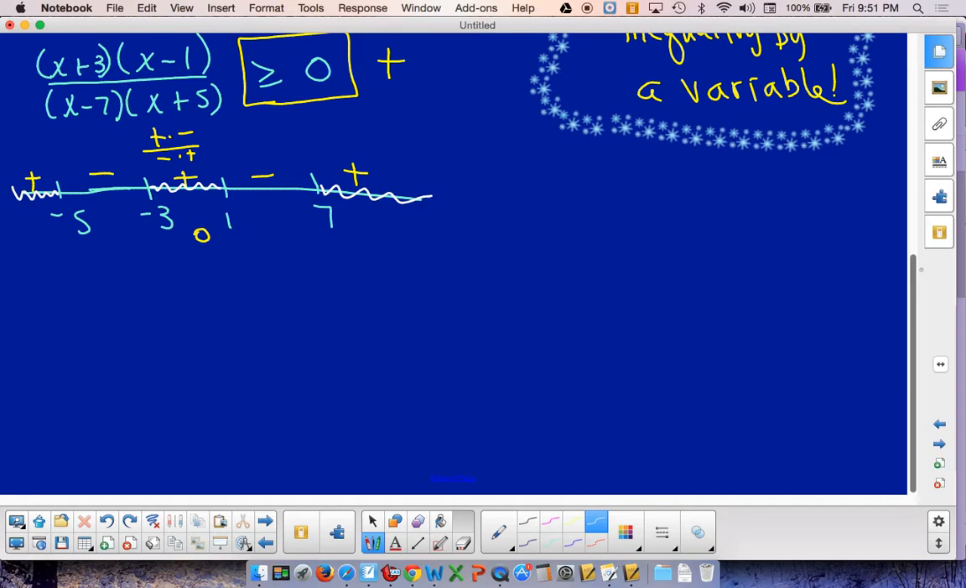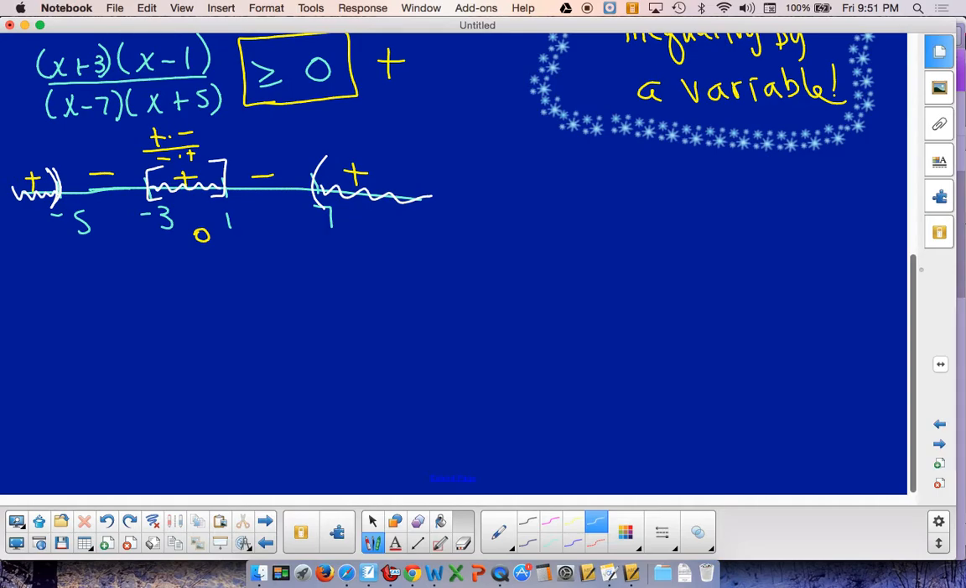But it's just like when we very first learned to test points. You can never have the numbers that make the bottom equal 0 because it would make it undefined. So 7 came from the bottom. That has to be a parenthesis. You cannot equal 7. It would make it undefined. Negative 5 came from the quantity on the bottom. That's got to be a parenthesis. You can't equal it. So actually, the only ones that can have brackets are the ones that are on top, which happen to be on this middle interval. They can equal 0 because you can have 0 in the numerator of a fraction.